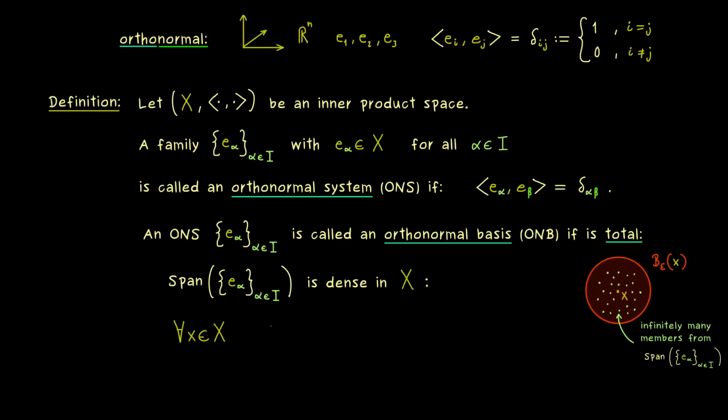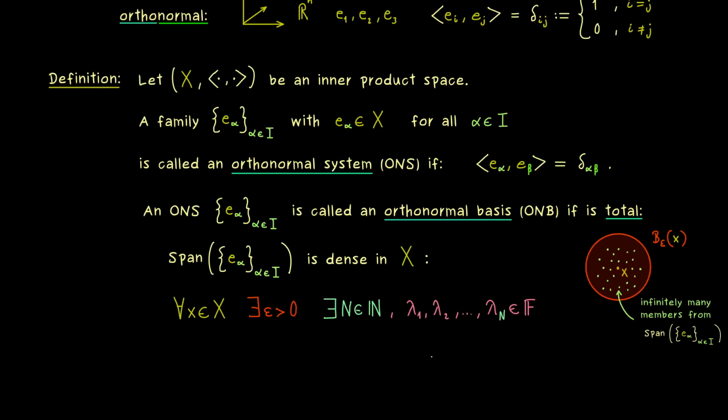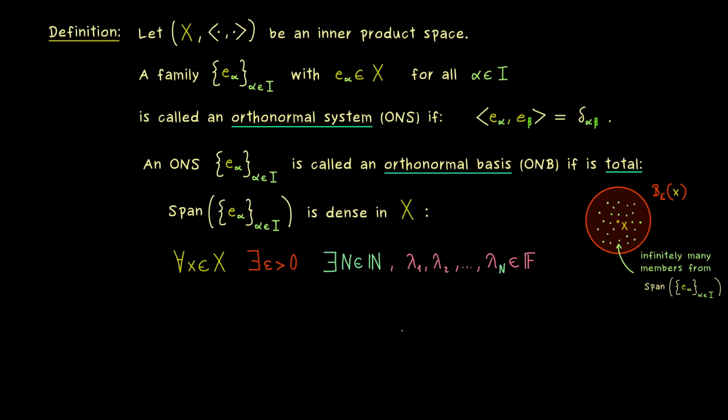So for every vector x, we find a small epsilon ball around it and a linear combination consisting of vectors from our ONS. This means we can take n vectors from it and n scalars to scale them. The scalars are called lambda1, lambda2 and so on, and come from our field. By using these, we can form a linear combination, which is a finite sum of vectors.